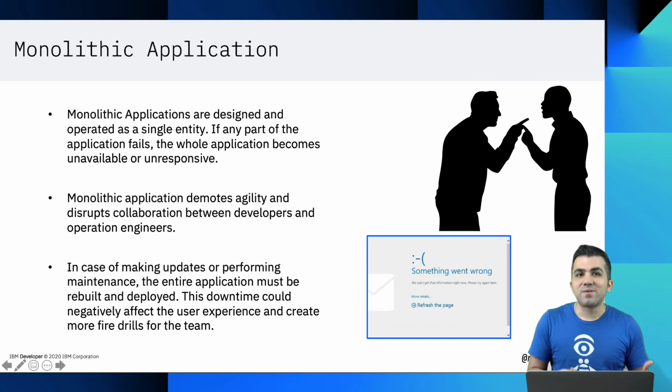Failures aside, when making updates, performing maintenance, or adding new services, the entire application had to be rebuilt and deployed again. If new updates happened to cause the application to fail over time, the entire application had to be brought down in order to fix the problem.